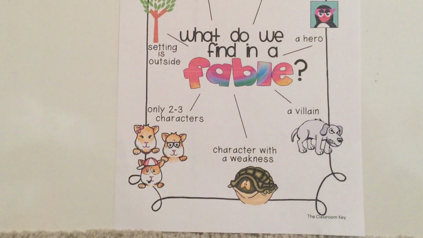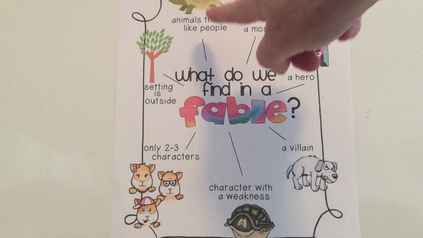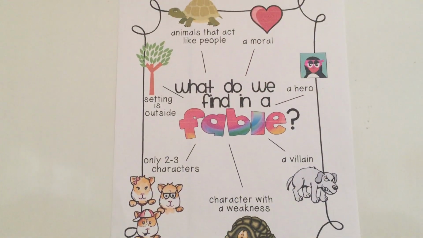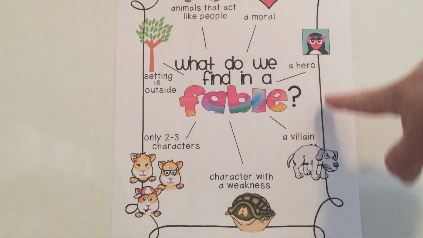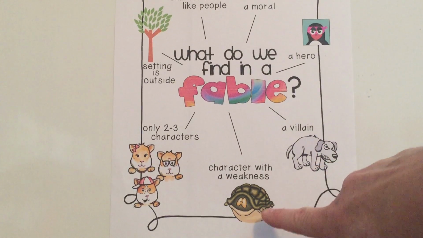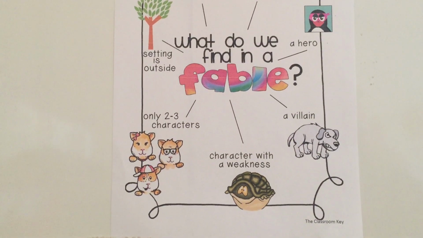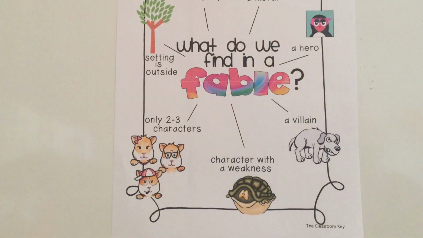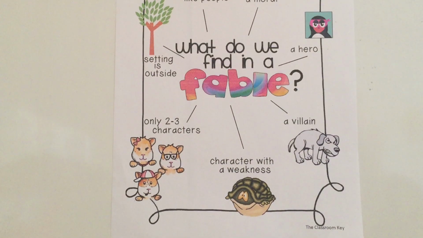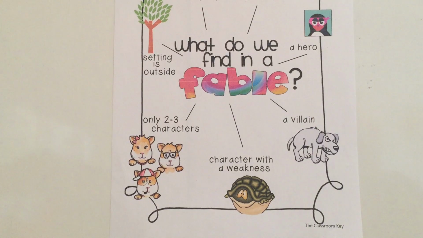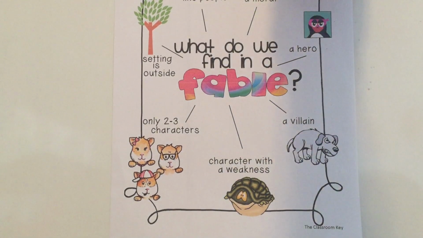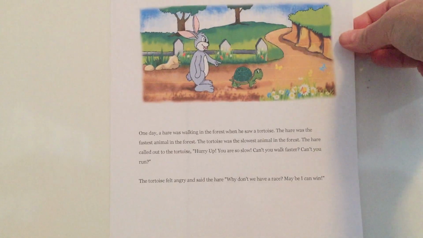All right, so what do we find in a fable? We have animals that act like people. We have a moral. We usually have a hero, and we have a villain. We have a character that has a weakness. There are not very many characters. Usually in a fable, you're only going to find 2 or 3 characters, and usually the setting takes place outside.